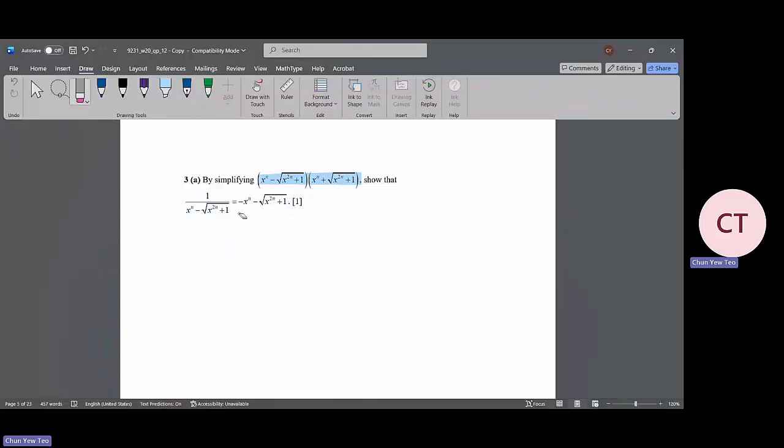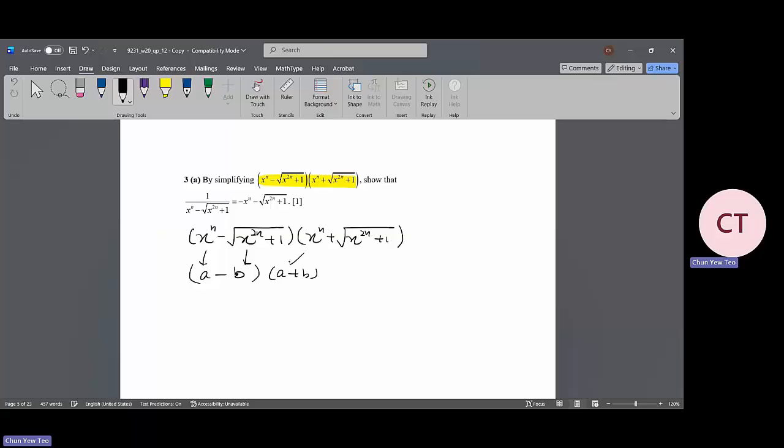So what you can do over here is follow the instructions given. We just need to expand and simplify them. So you can see that x power n minus the square root of x power 2n plus 1 multiplied by x power n plus the square root of x power 2n plus 1. This one is like a minus b, then multiplied by a plus b. So it's actually similar to these expressions. And if you expand them, you're supposed to get a squared minus b squared.